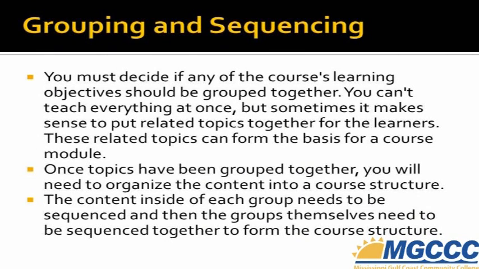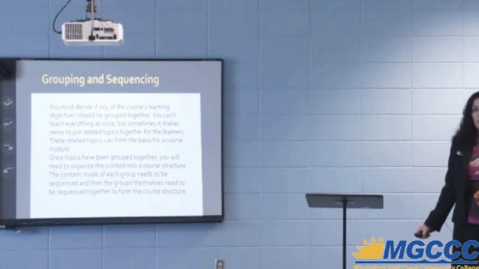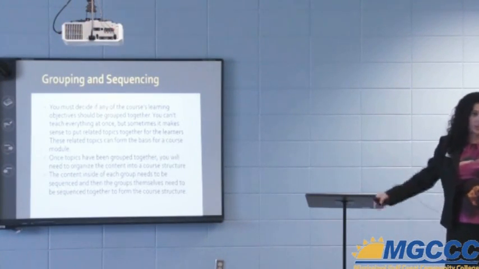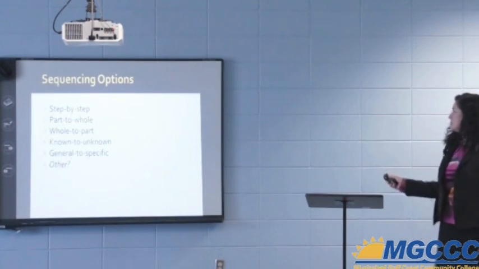Once the topics have been grouped, you'll need to organize it into a course structure. So how is it going to go throughout the whole thing? And then as you go through the course structure, you also look back again at each of the groupings and see how you're going to do that. And that determines your course. There's your design for the course. So how do you do that?